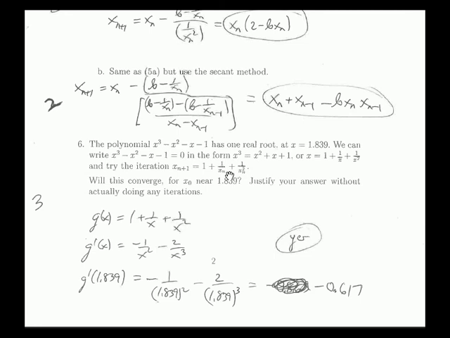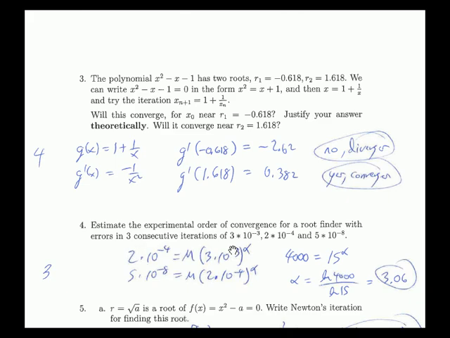And the question is, will it converge near the root of 1.839? That's one of the roots of this. Well, there's your g. Take the derivative of g, plug in 1.839. It turns out to be between minus 1 and 1, so yes, it does converge. Another experimental order of convergence problem, exactly like a couple we've already done, so I'm just pointing out that this shows up often in my tests. You need 3 consecutive errors because you need 3 errors to get 2 equations for m and alpha. And you divide the 2 equations, get rid of m, and then solve for alpha.